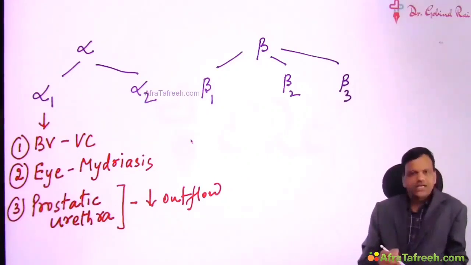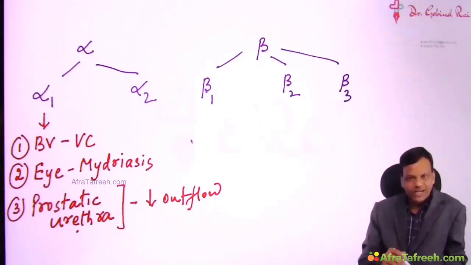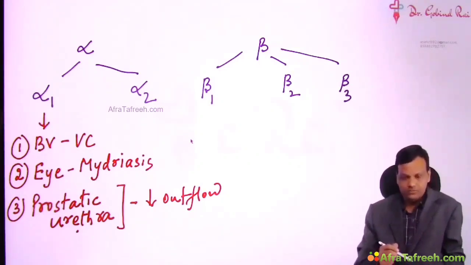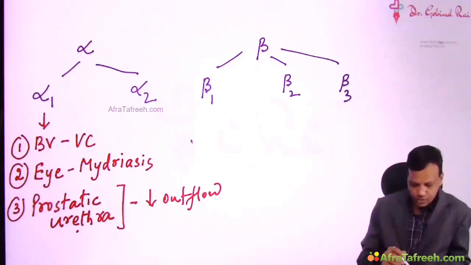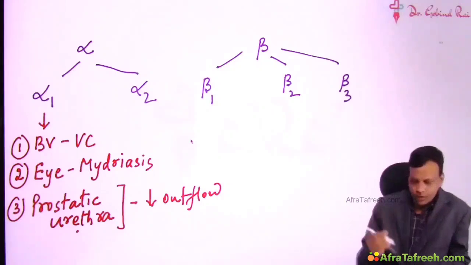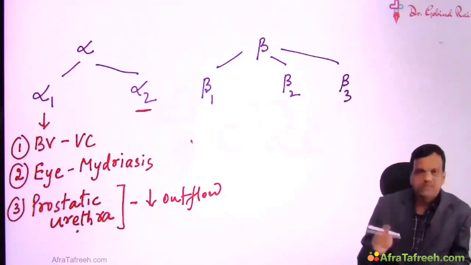And in which prostatic condition is urine outflow already less? It is BHP, benign hyperplasia of prostate. So what will you like to do on alpha 1 in the treatment of BHP? Obviously we will like to block alpha 1 receptors. So alpha 1 blockers like prazosin are used for BHP. Clear? So alpha 1 is present at three main locations: blood vessels, eye and prostatic urethra. Now coming to alpha 2 receptors.